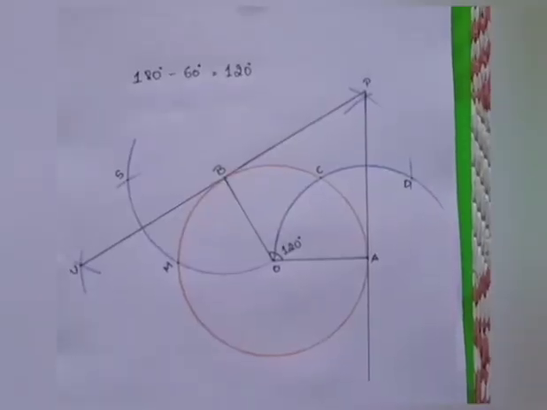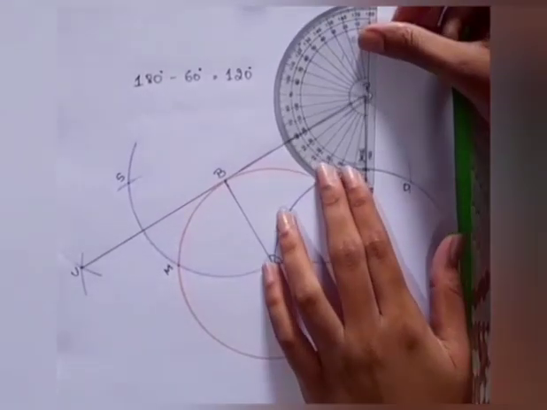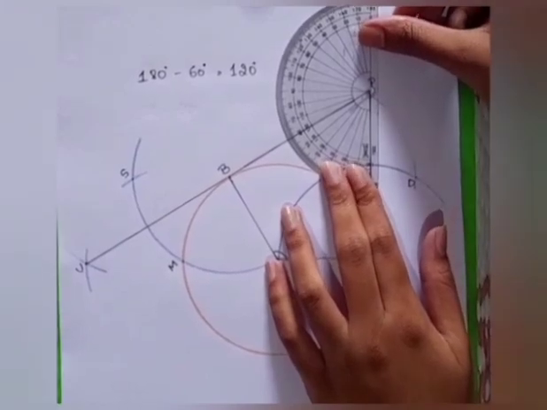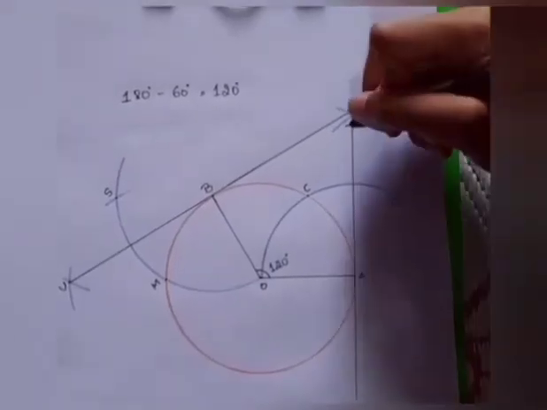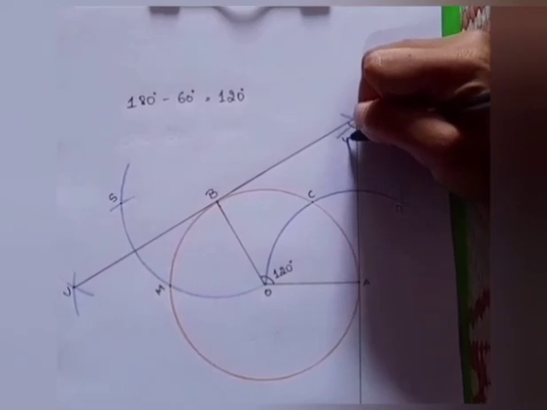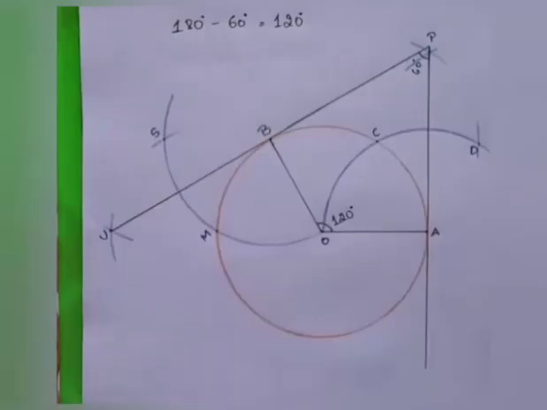Now take the protractor and measure the angle at the point P. We get 60 degrees. PA and PB are the two tangents of 60 degrees.